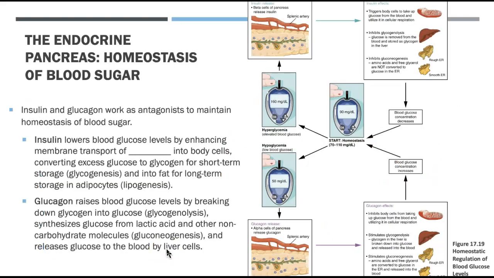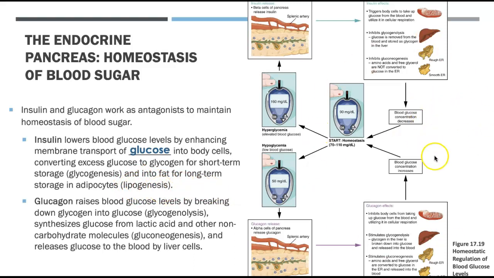Now let's talk about the homeostasis of blood sugar or blood glucose. We know that insulin and glucagon work as antagonists to maintain the homeostasis of our blood sugar. So let's talk about insulin first. Our insulin is going to help lower our blood glucose levels by enhancing the membrane transport of glucose into our body cells. So we would convert excess glucose to glycogen for short-term storage, which is a process known as glycogenesis, and into fat for long-term storage in our adipocytes, and this is known as lipogenesis.